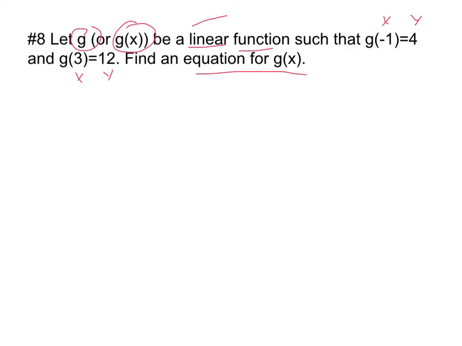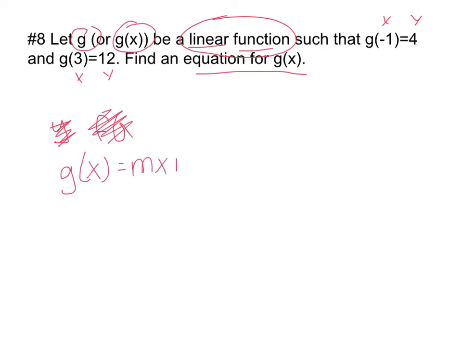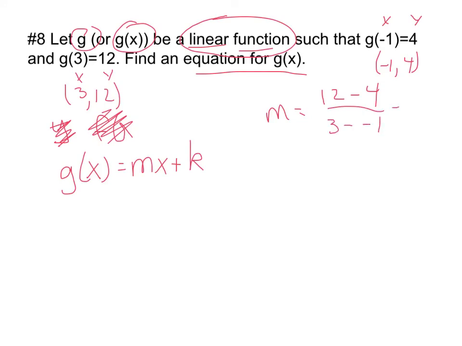Now the key is we know it's a linear function, which means it must take the form f of x. Oh, we're using g, aren't we? g of x equals mx plus k. Do we have enough information to find m? Do we have 2 ordered pairs? Well, here's (negative 1, 4), and here's (3, 12). We sure do. Just do y2, 12, minus y1, 4, over x2, 3, minus x1, negative 1. That's 8 over 4. Answer, 2. So we know m is 2.